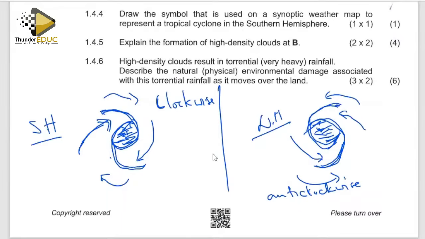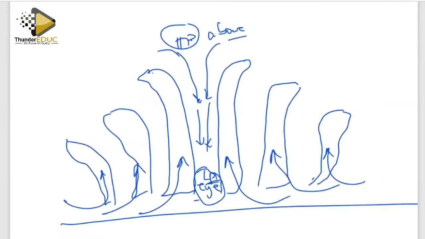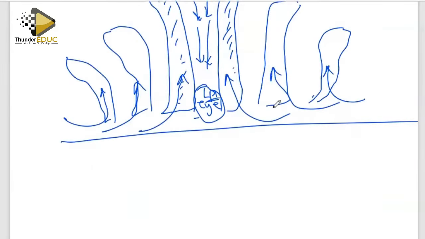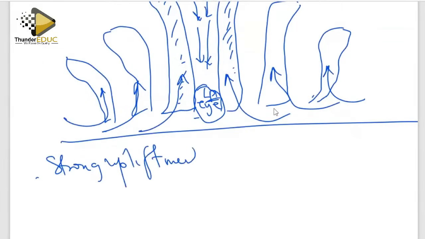Explain the formation of high density clouds at B. Right, we go back to our illustration. Our B is here, just outside the eye wall. We are saying there are dense clouds here. Right, why is it that we have dense clouds close to the eye of the weather system? Right, one is because there's strong upliftment of warm air close to the eye.